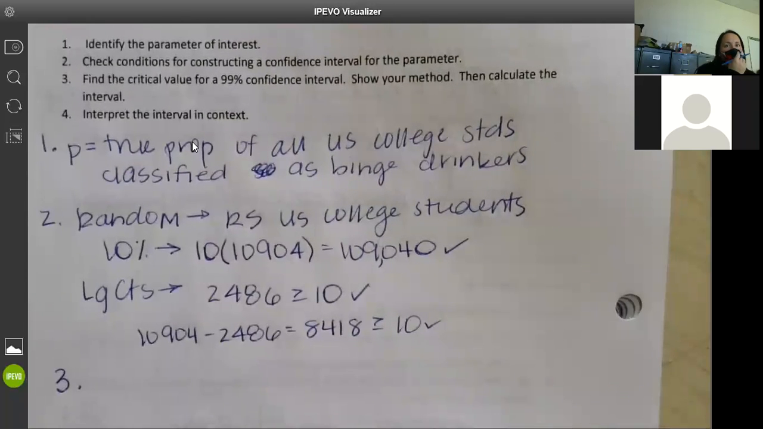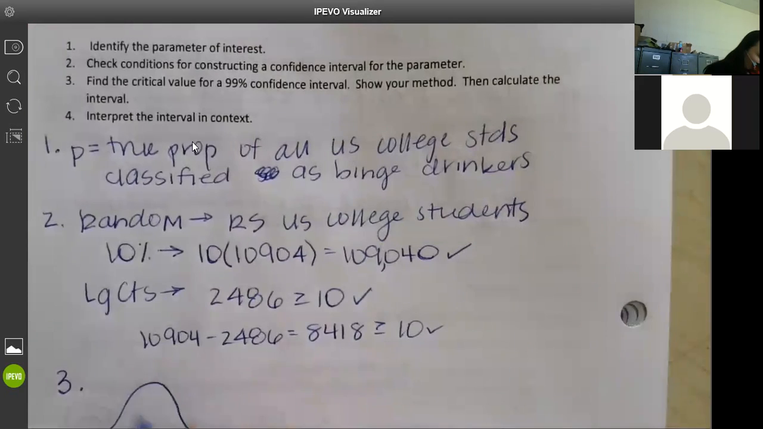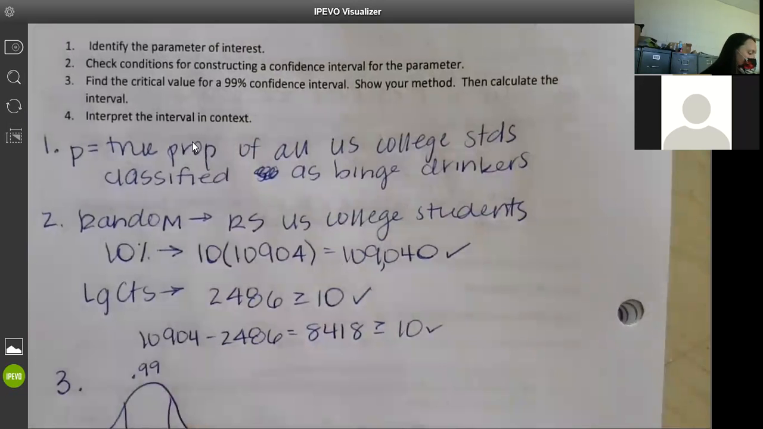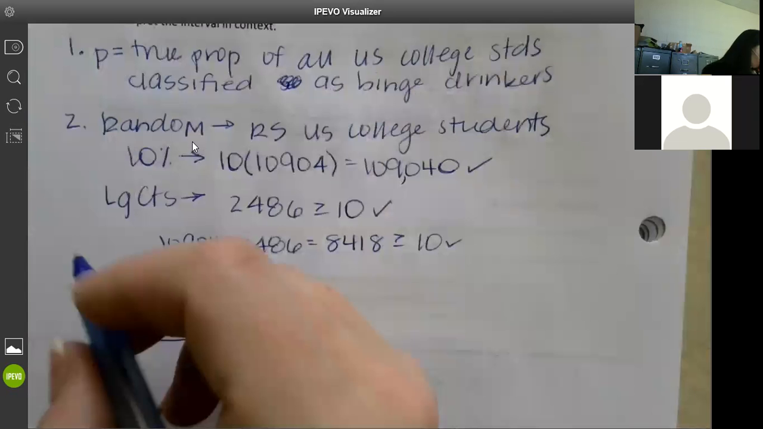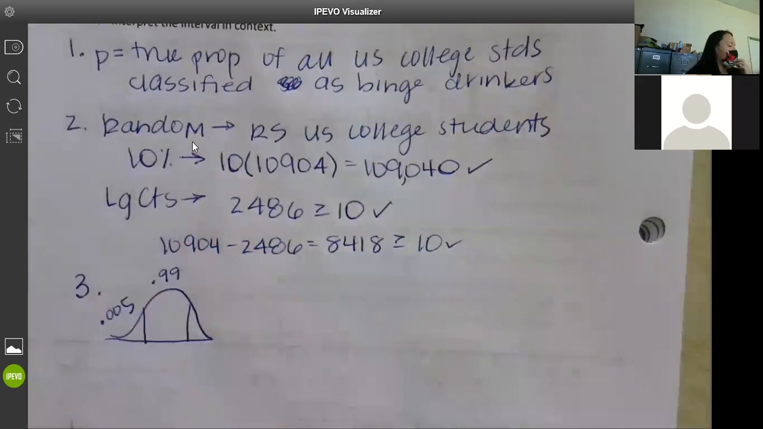Find the critical value for a 99% confidence interval. Show your method, then calculate the interval. Okay. So 99%. What do we have left over? 1%, but on either side would be 0.5%. Watch your zeros. 0.005.